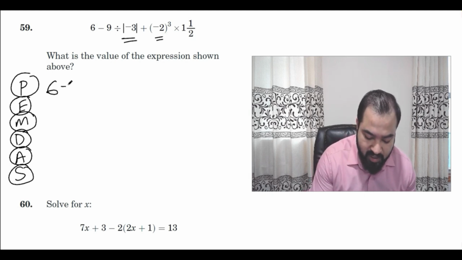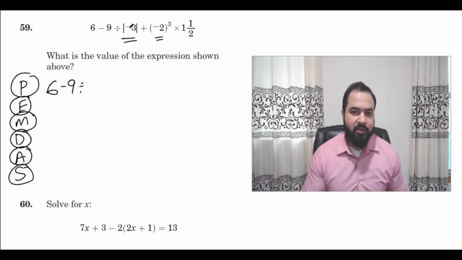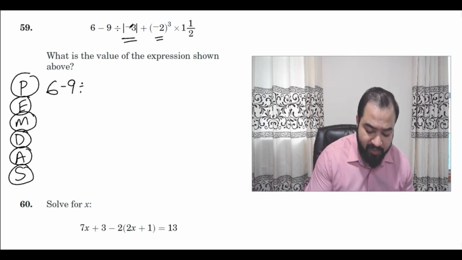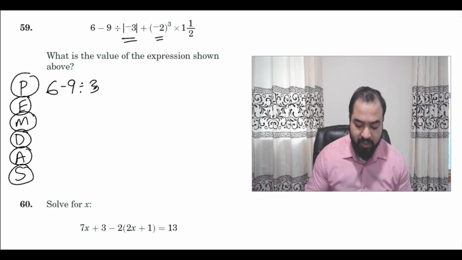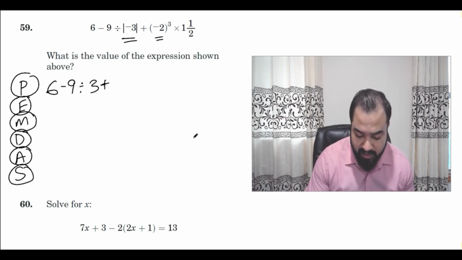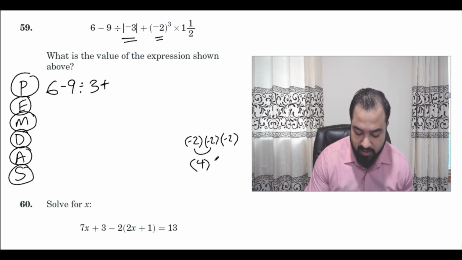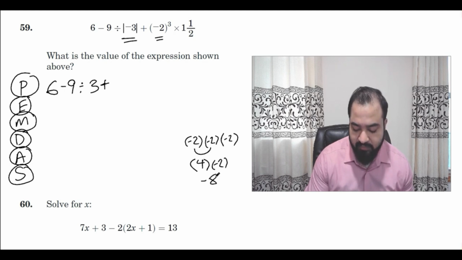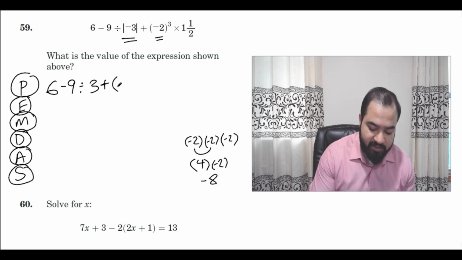So we have 6 minus 9 divided by the absolute value of -3. Now what does absolute value do? Absolute value makes all the negative numbers into positive numbers. So the absolute value of -3 is just +3. Then we have a plus, and (-2) to the power 3, which means -2 multiplied 3 times. Let's do it on the side: -2 times -2 times another -2. You know that -2 times -2 is +4, and then +4 times another -2 is -8. So (-2) to the power 3 is -8.